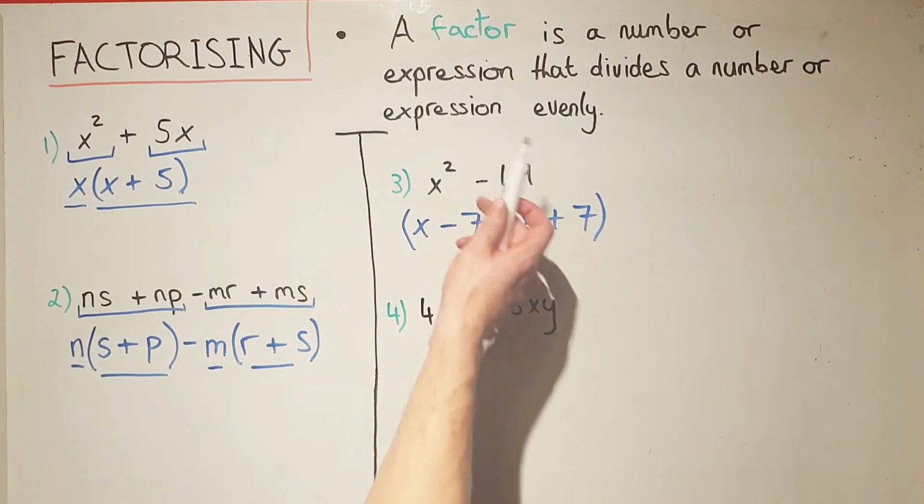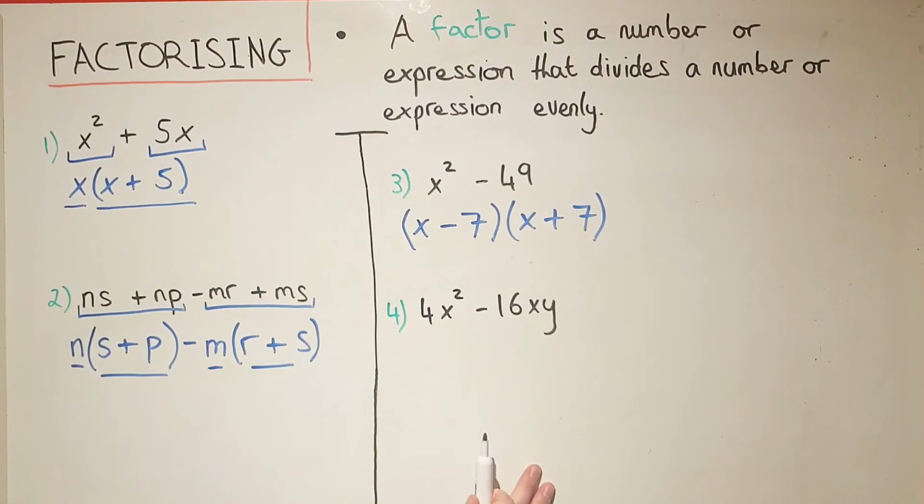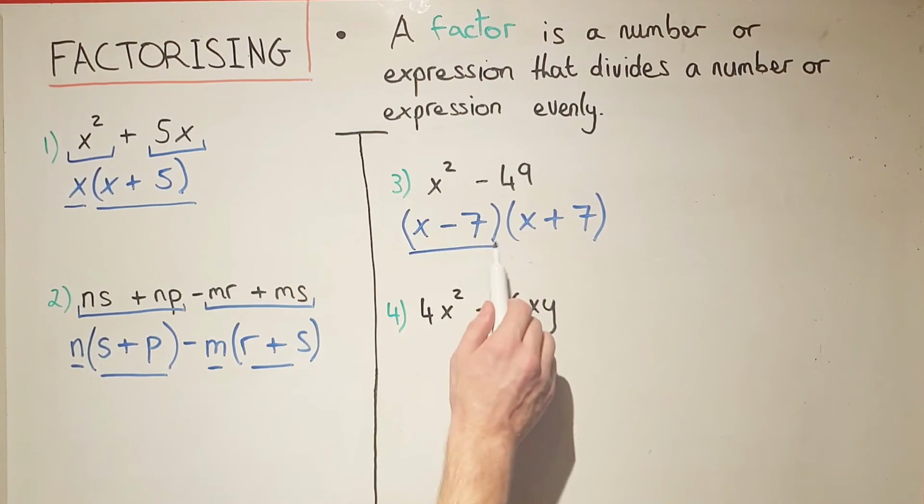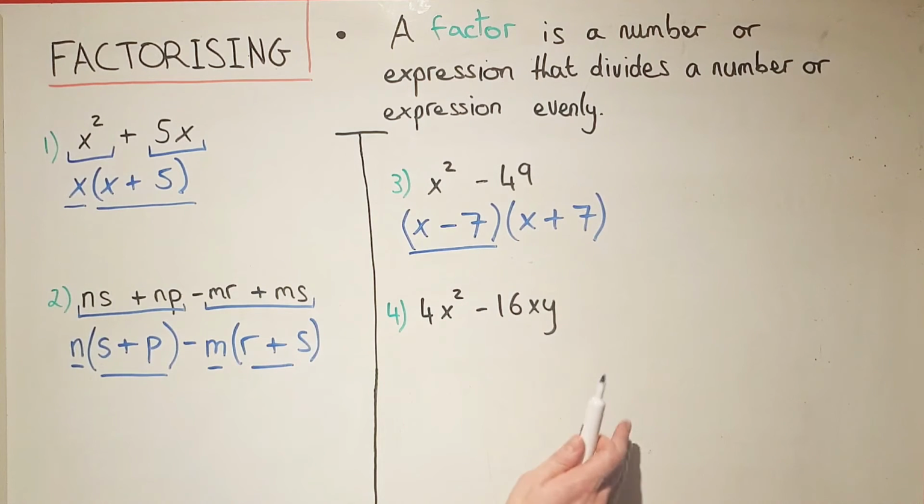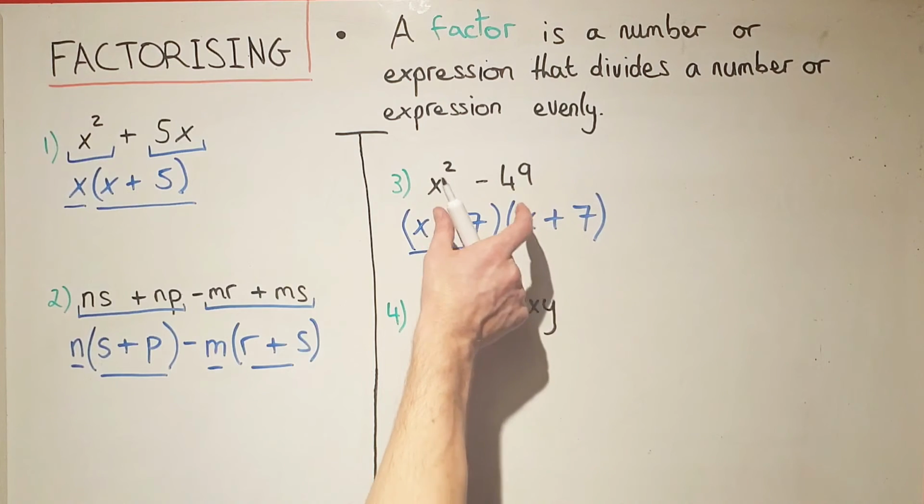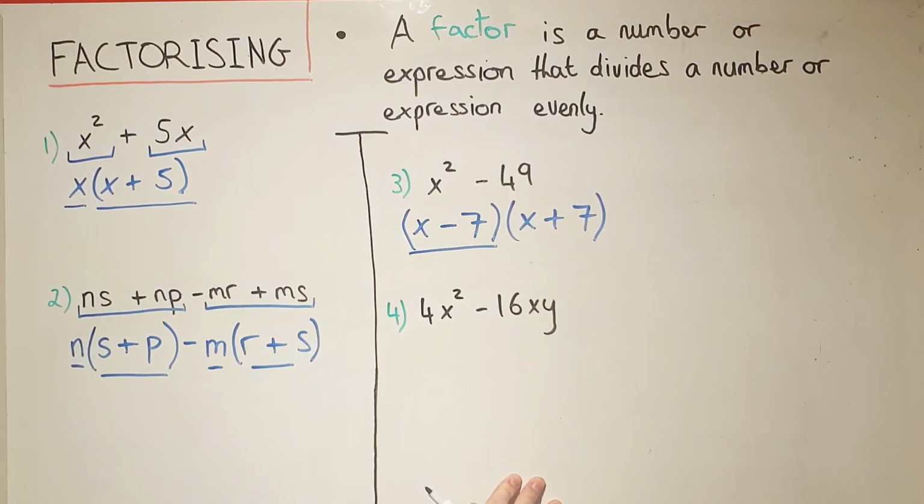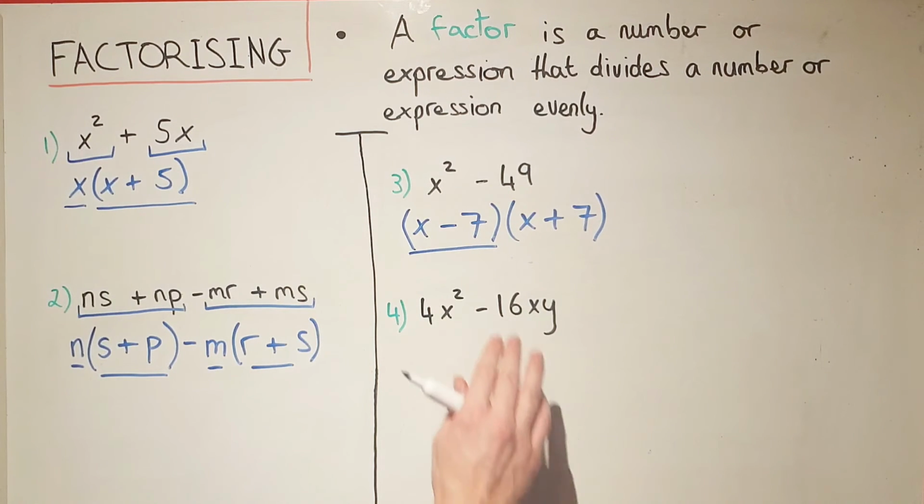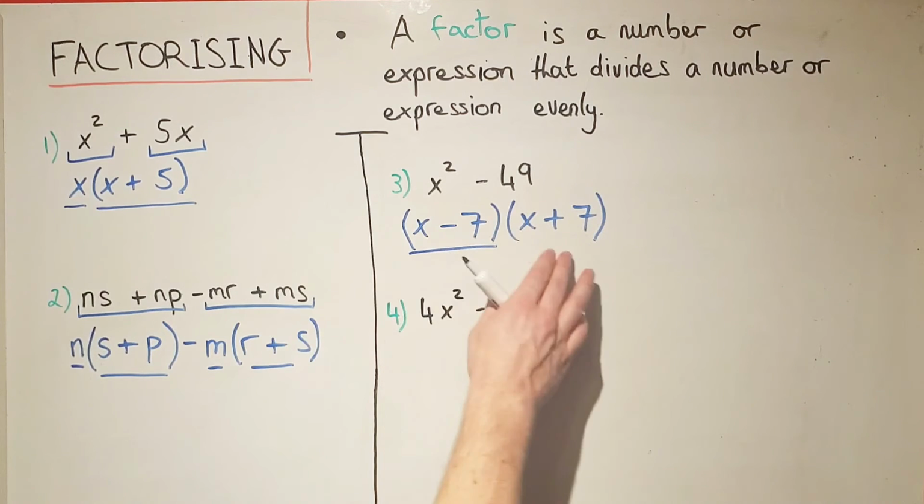So going off the definition, you can see that a factor is a number or expression that divides a number or expression evenly. So this value divides into x squared minus 49 evenly, making it a factor. Now, how did we determine the signs?